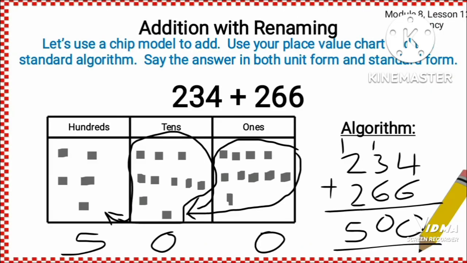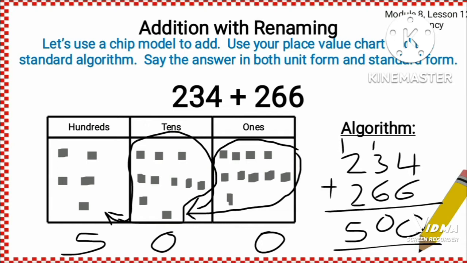Let us start with this warm-up exercise. Remember using chips to solve? Alright, so let's use a chip model to add. Use your place value chart and the standard algorithm. Say the answer in both unit form and standard form. So we're adding 234 to 266. What is 234 plus 266?